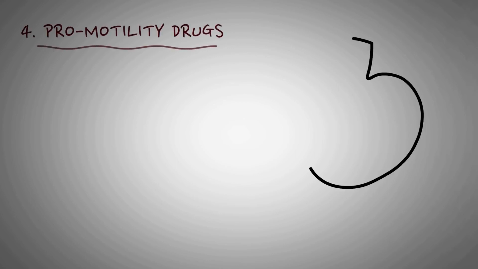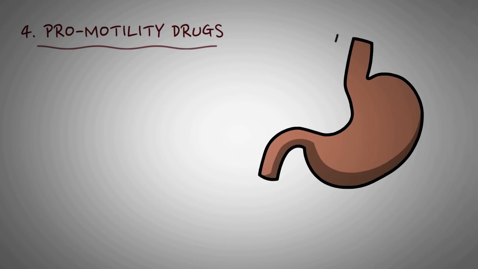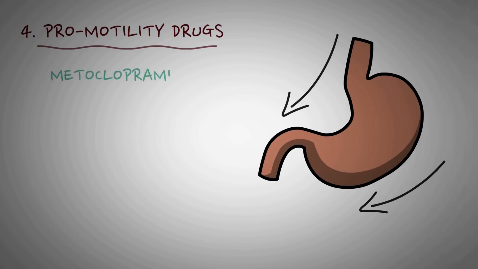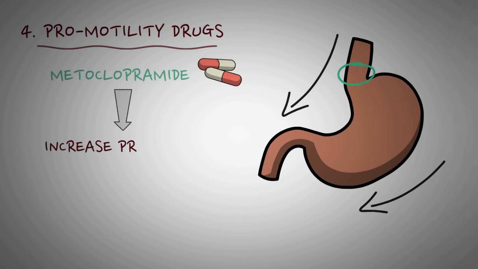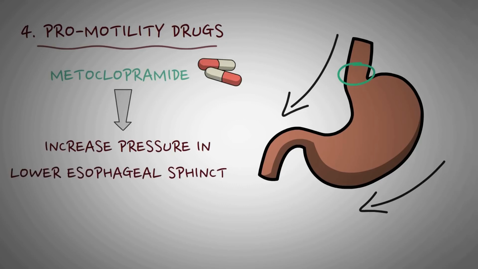The next category of drugs used for acid reflux disease are the pro-motility drugs, which work by stimulating the muscles of the gastrointestinal tract, including the esophagus and stomach. One pro-motility drug, metoclopramide, is approved for the treatment of acid reflux disease. Pro-motility drugs increase the pressure in the lower esophageal sphincter and strengthen the contractions of the esophagus. Both effects would be expected to reduce the reflux of acid.